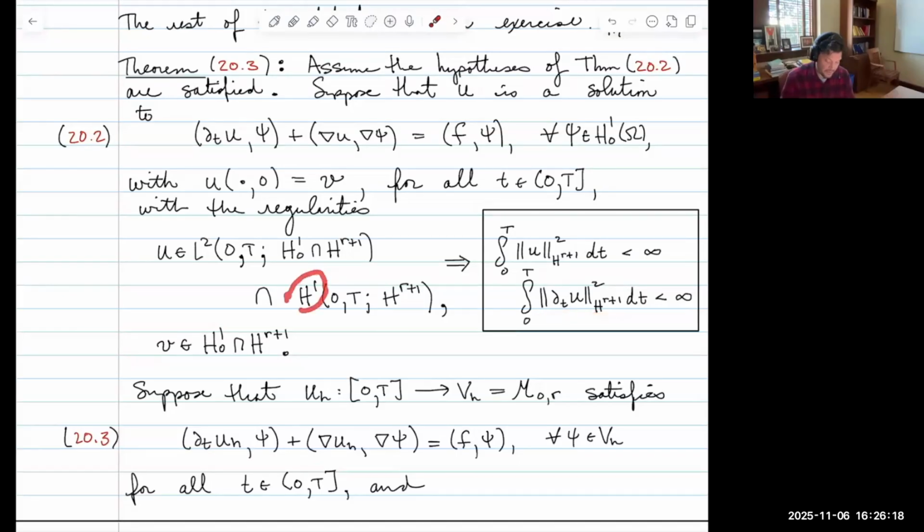So this out here tells you how many time derivatives you can expect to have this much regularity. If it says L2, then it's 0 derivatives in time. If it says H1, then it's 1 derivative. If it says H2, then it's 2 derivatives. This says H1, so that means 1 derivative has this integral norm squared being finite. This H^{r+1} corresponds to this norm. This is essentially an L2 space, so that's why we square this guy.